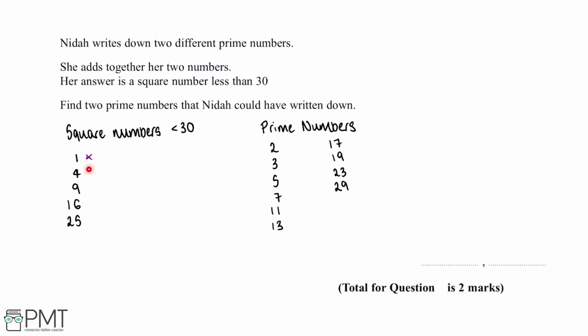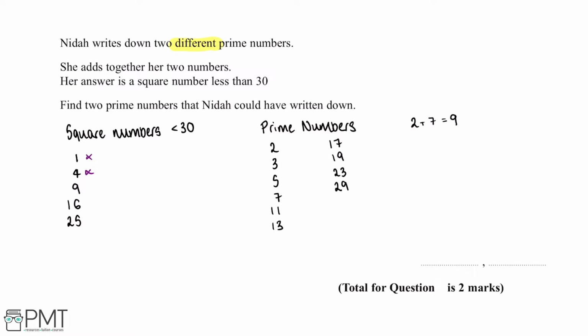Next we can move on to 4, and again there are no 2 numbers which we could add together to give us 4. And although 2 add 2 gives us 4, Nida has written down 2 different prime numbers, so this will not work for 4. Next we can move on to 9. So if we take a look at our list of prime numbers, 2 add 7 gives us 9. So 2 and 7 are 2 prime numbers which we can add together to make a square number.